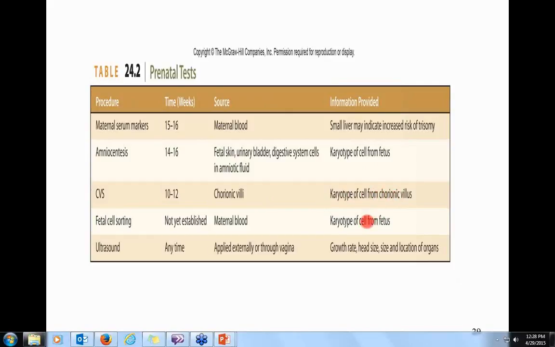You can do fetal cell sorting. I'm not completely familiar with that one. And another one is ultrasound. Now, you're not looking at the genotype. You're looking more at the phenotype. But this can give a very nice test to see if there are any abnormalities.